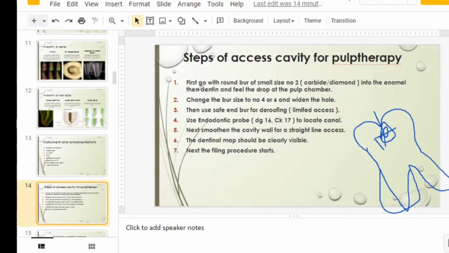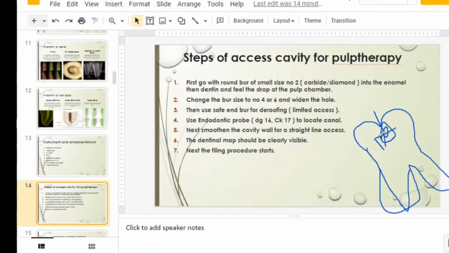So, the same thing I'm reading here. First go with a round burr of smaller size 2 into the enamel and dentin and feel the drop into the pulp chamber. Change the burr size to 4 or 6 and widen the hole. Then use a safe-end burr to deroof it. Then use the endoprobe. We have endoprobes called DG16 and CK17. Here in the clinic we are using the DG16 probe.